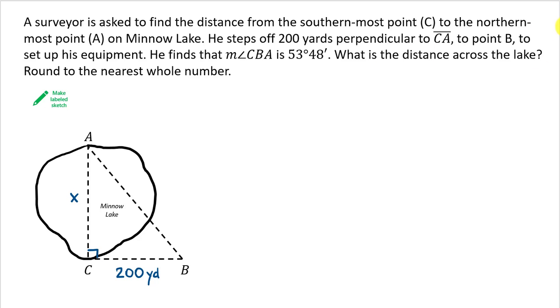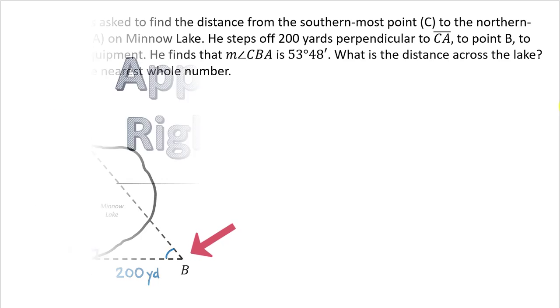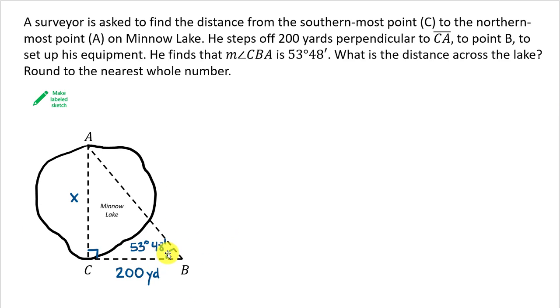Let's keep reading. He finds that measure of angle CBA is 53 degrees 48 minutes. Angle CBA is this one. So we added its measure to our sketch. And it looks like that's all we're given, right? The question is, what is the distance across the lake? We already labeled segment CA with an X. Let's try to find it.